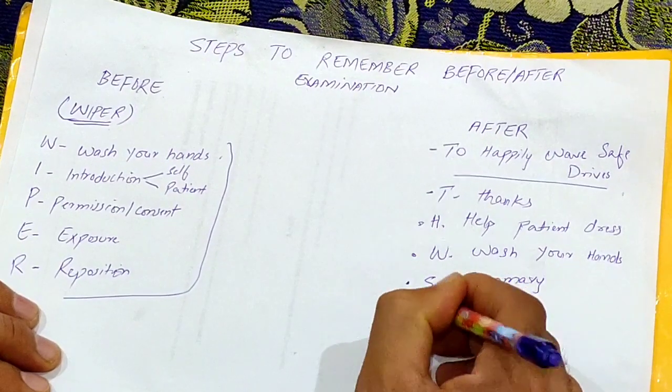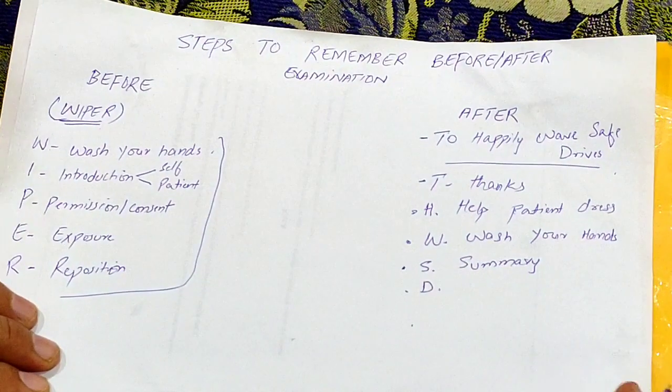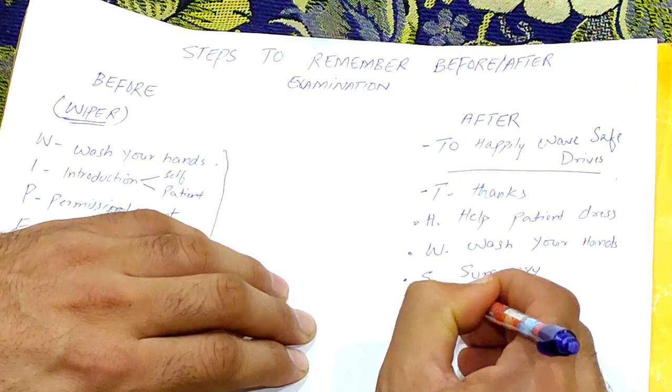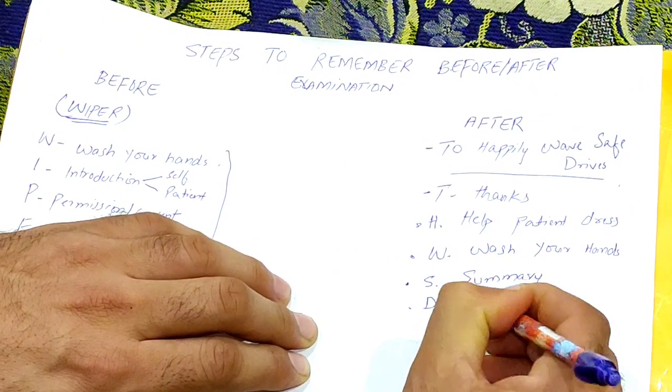And at the end is D, differential diagnosis. You can tell that my differential diagnosis is that it could be due to thyroid. This is the differential diagnosis.